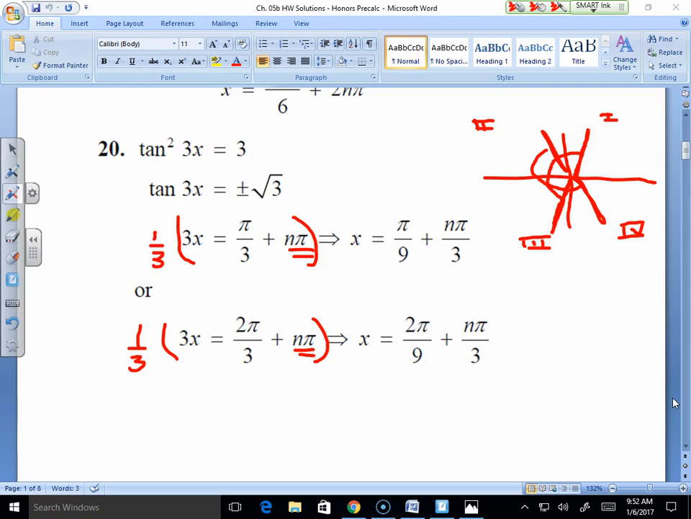Tricky. But just think about it one more time. Tangent of, we don't deal with the 3x, we deal with the tangent. And say, tangent, when are you? Get our answers. Then divide by 3 to get to the x. Done.